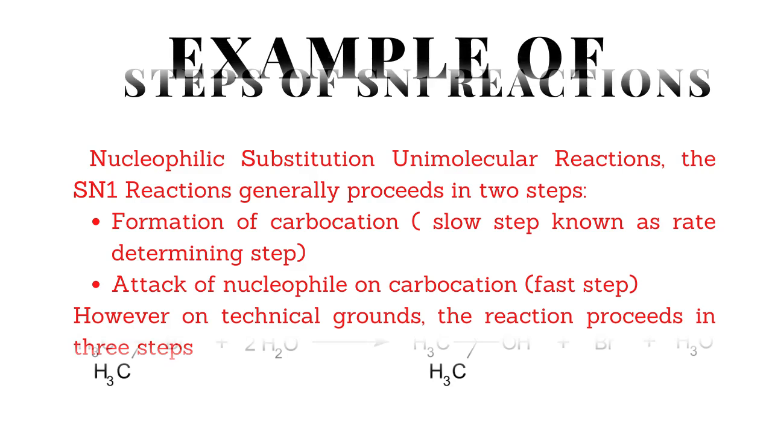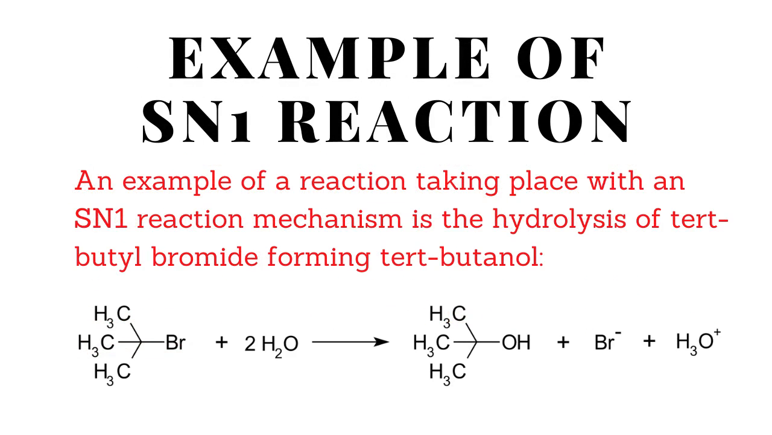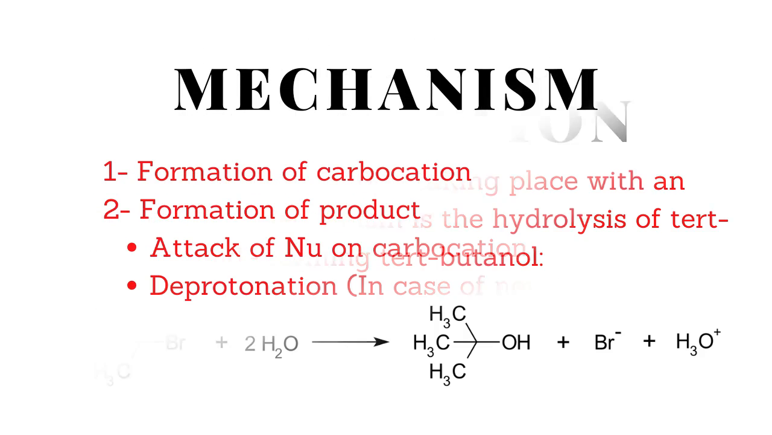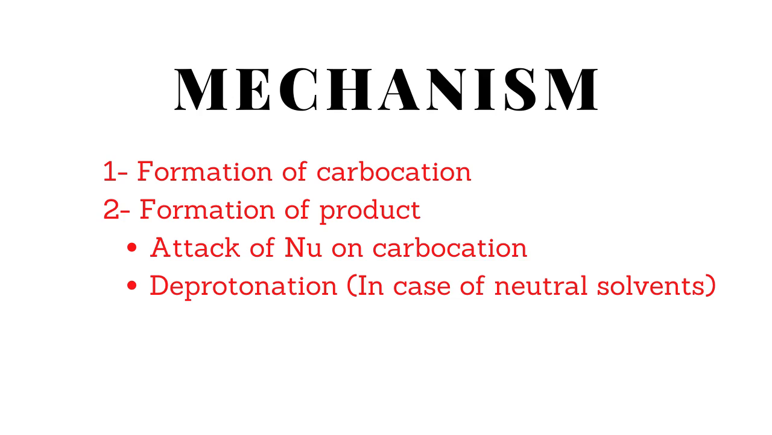Example of SN1 reaction. An example of a reaction taking place with an SN1 mechanism is the hydrolysis of tertiary butyl bromide forming tertiary butyl alcohol, or tertiary butanol. The reaction is as follows. Tertiary butyl bromide plus 2 water molecules react together producing tertiary butanol, or tertiary butyl alcohol, plus bromide ion plus hydronium ion.